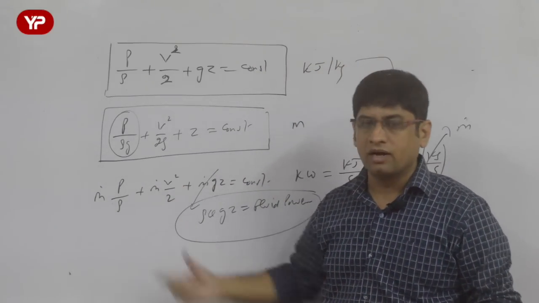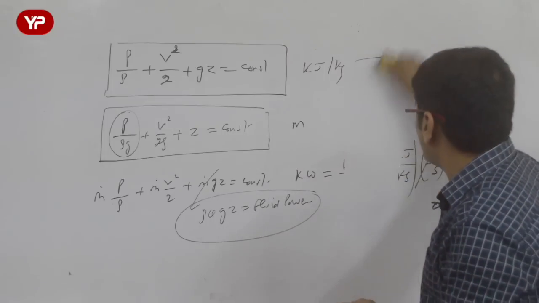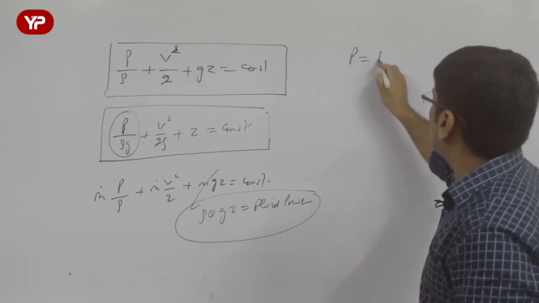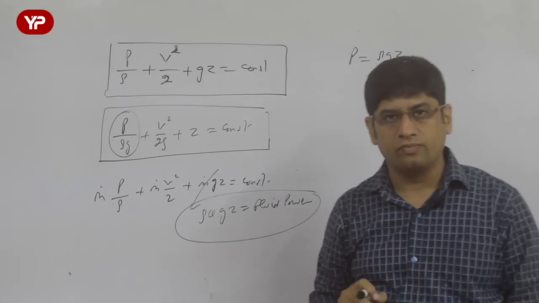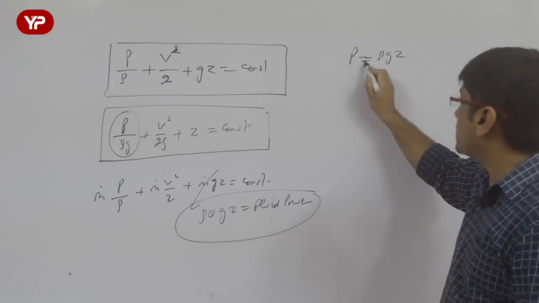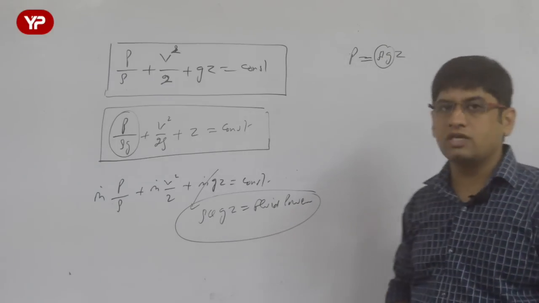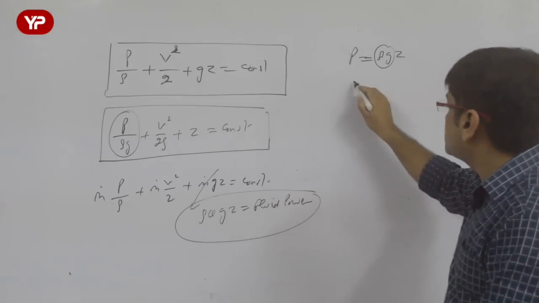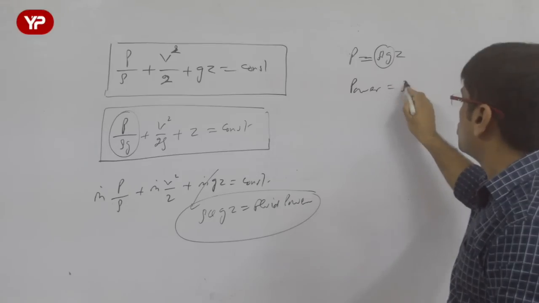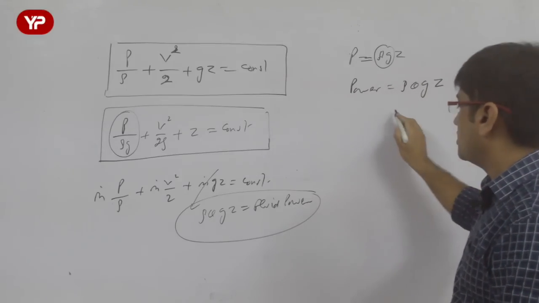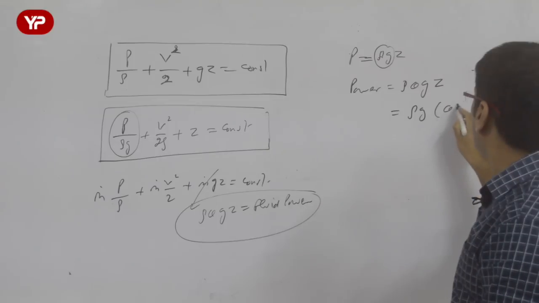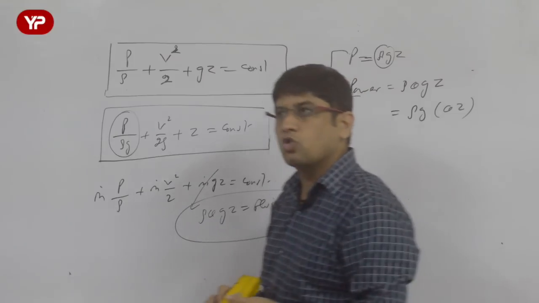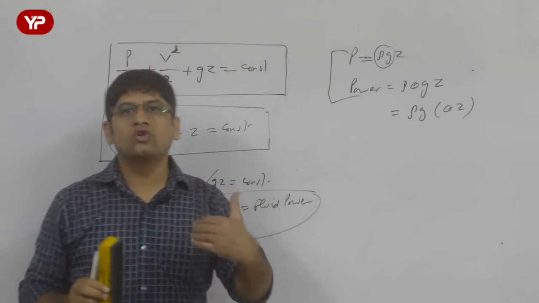This is how we have to remember. Now after this I want you to memorize two things here. One is P is equal to rho gz. This is the hydrostatic law: if I want to calculate pressure from some fluid of specific weight rho g and depth z, how shall I calculate that? You say P is equal to rho gz, and similarly power is equal to rho q g z, or I can say rho g q into z.